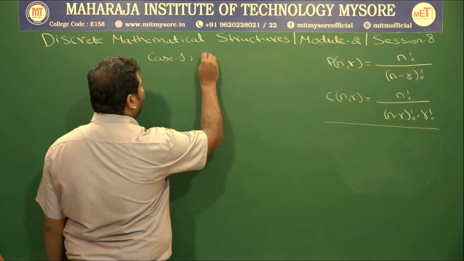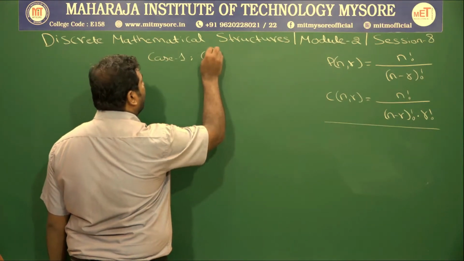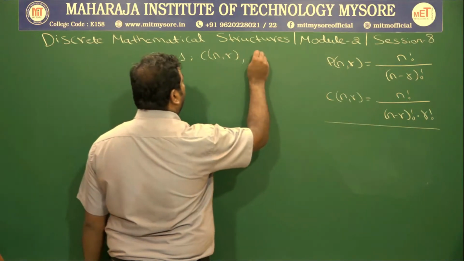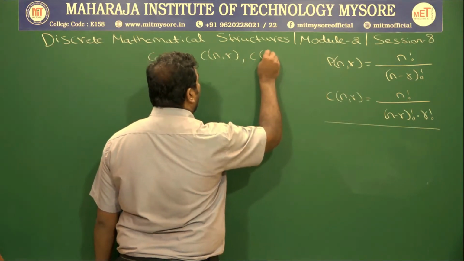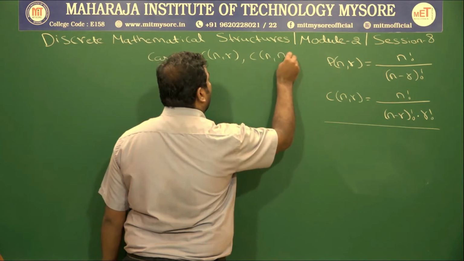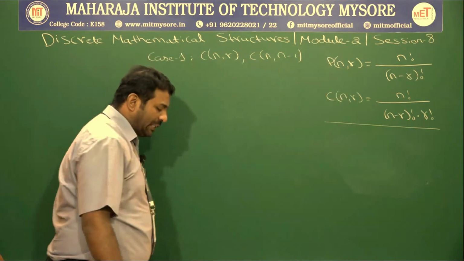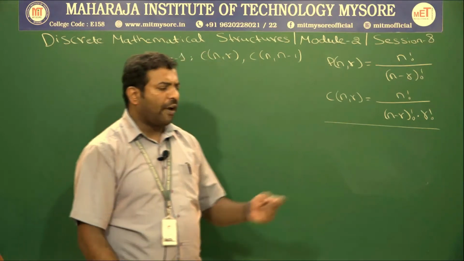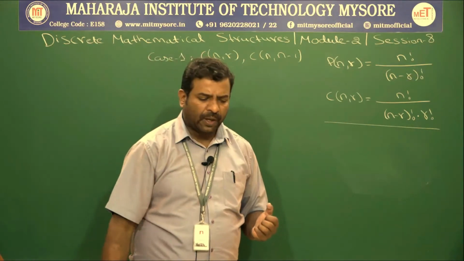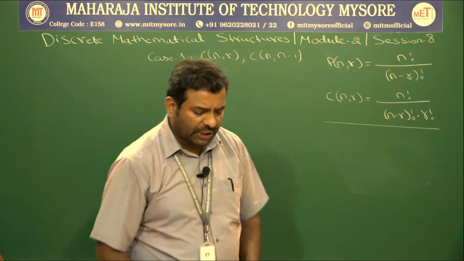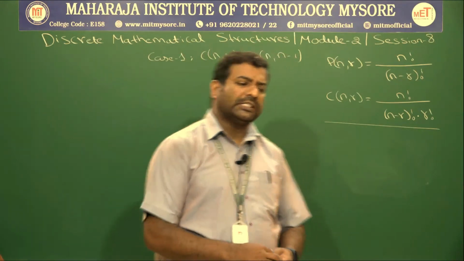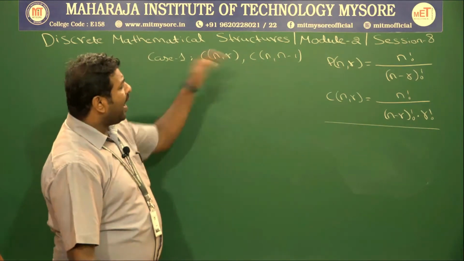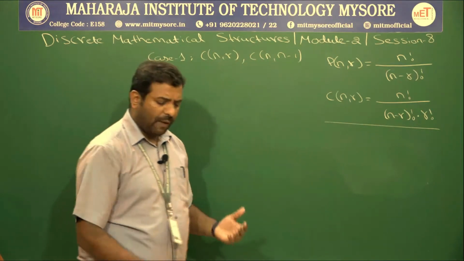So now whenever I try to find C of n comma r, in the place of r, what if I have n minus 1? That is, what if I want to pick 9 objects out of 10, or 4 objects out of 5? So what is the form I am going to use to pick those objects? This is how I am going to think about it.